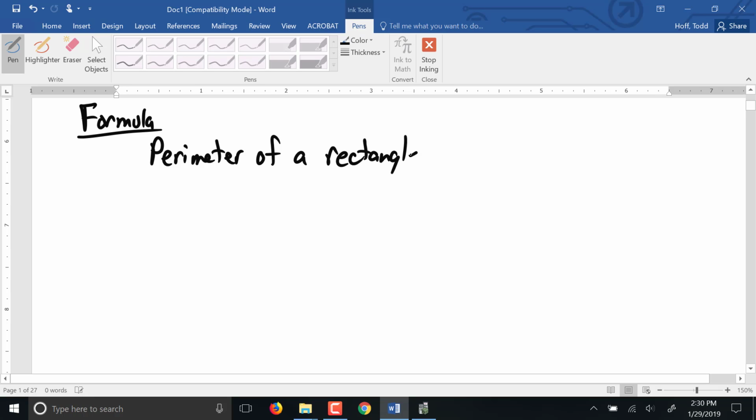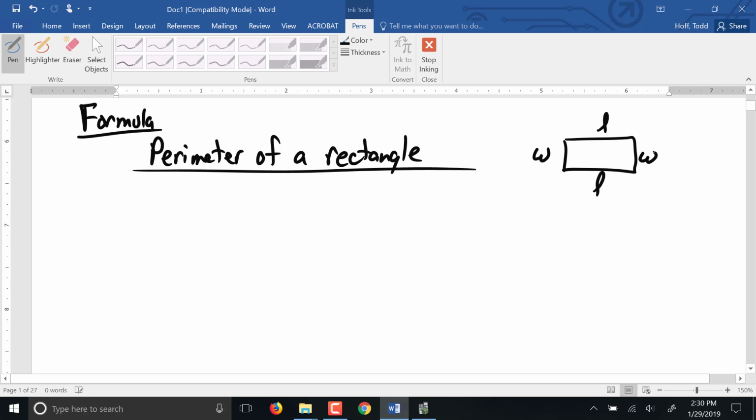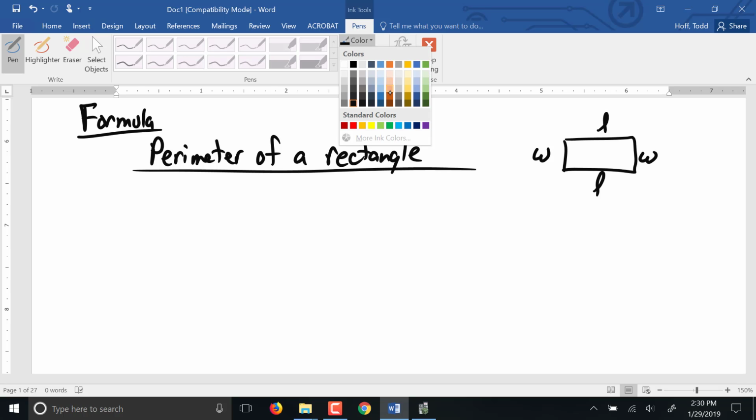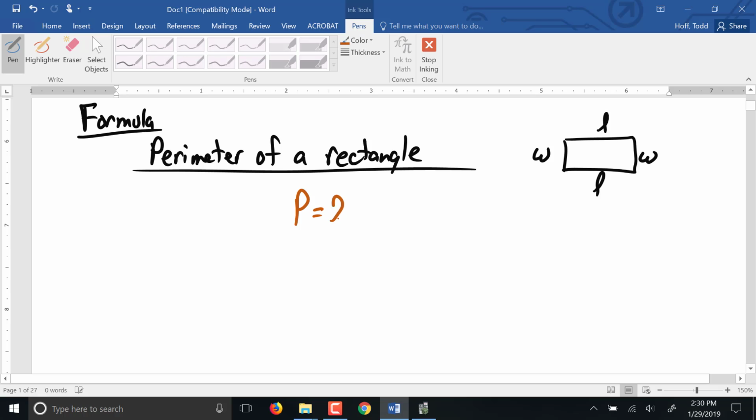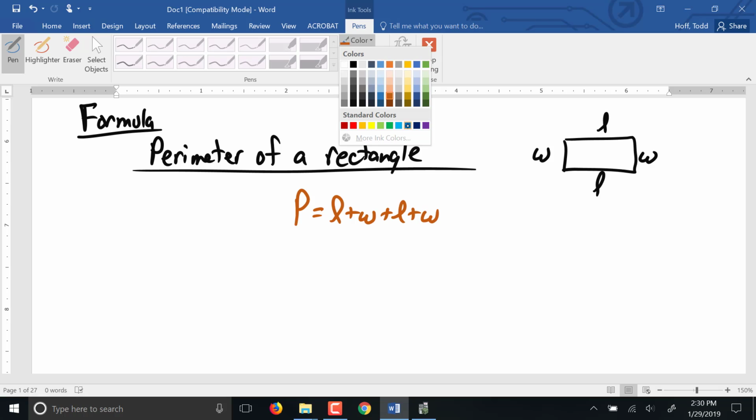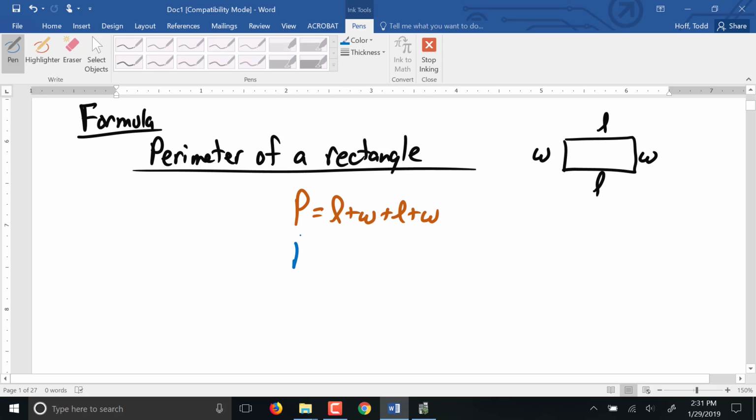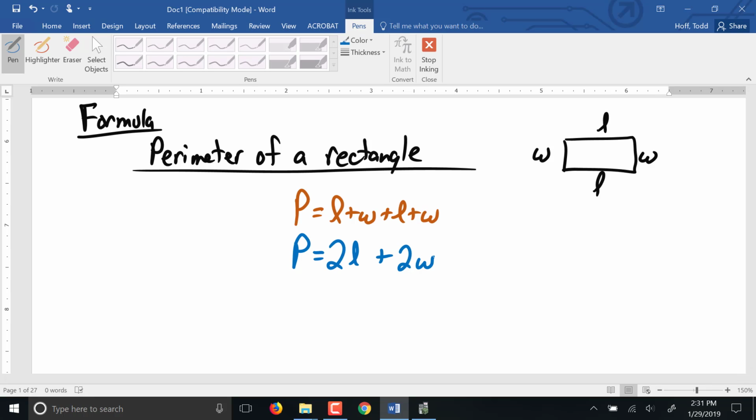If you recall, perimeter is found by just adding up the sides of a rectangle. I label a rectangle here as that's a length, so this is also the length. That's a width, and that's a width. The perimeter would be length plus length plus width plus width. Just add up the sides all the way around. Now we can organize that, shorten it up a little bit by saying 2 times the length plus 2 times the width. And that's the form that we'll typically use to work with it.